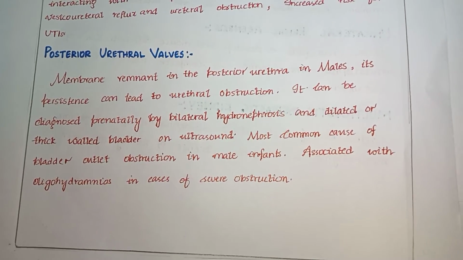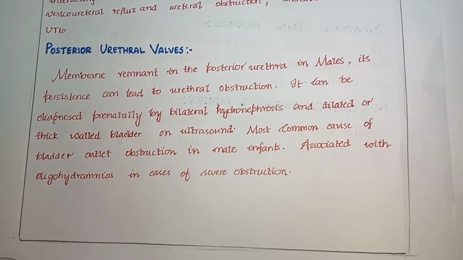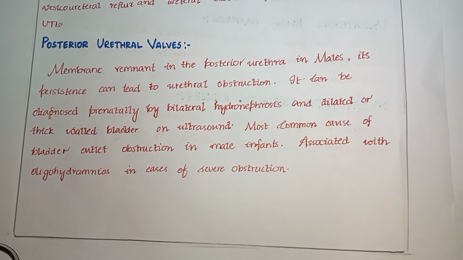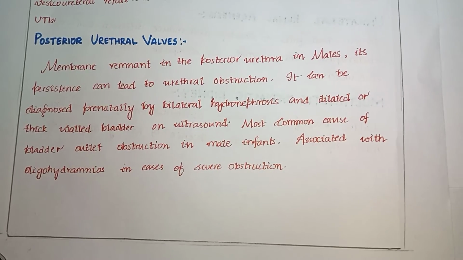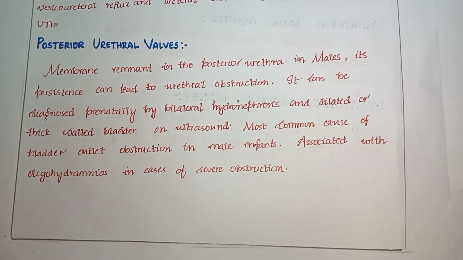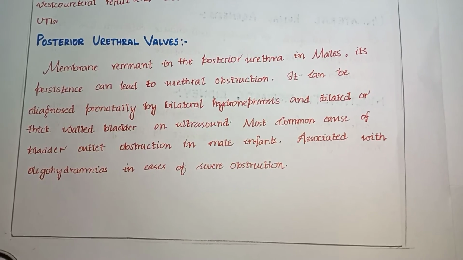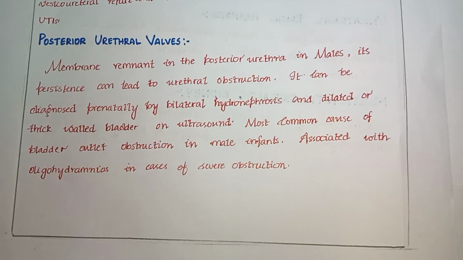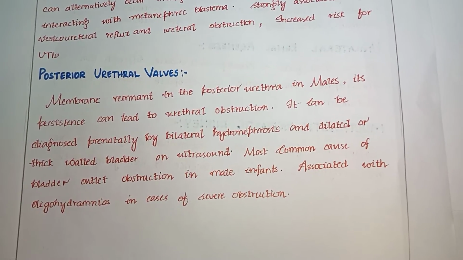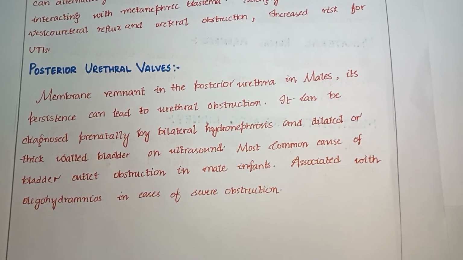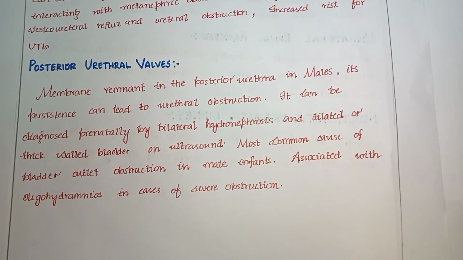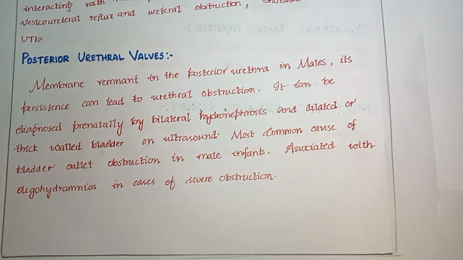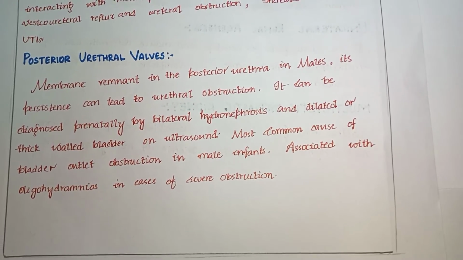And the last one is posterior urethral valves. Membrane remnant in the posterior urethra in males; its persistence can lead to urethral obstruction. It can be diagnosed prenatally by bilateral hydronephrosis and a dilated or thick-walled bladder on ultrasound. Most common cause of bladder outlet obstruction in male infants. It is associated with oligohydramnios in case of severe obstruction.